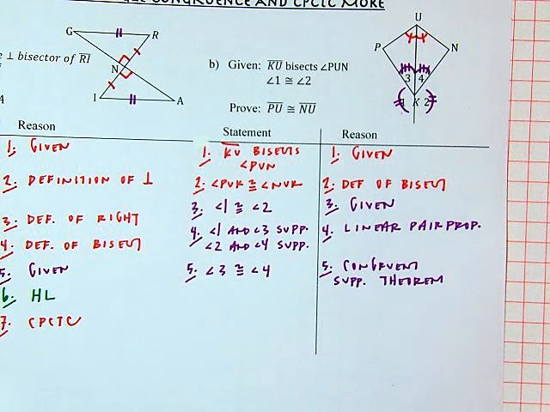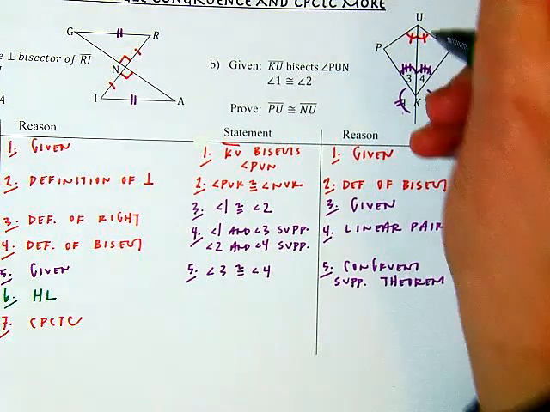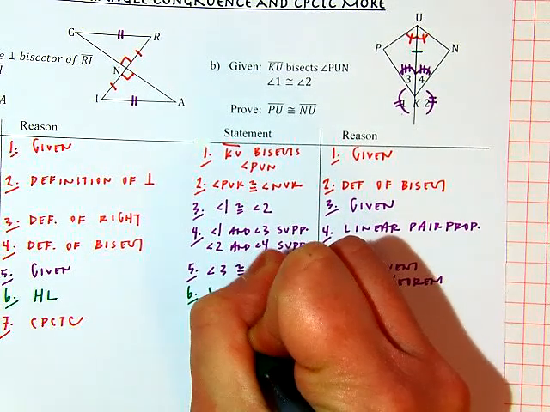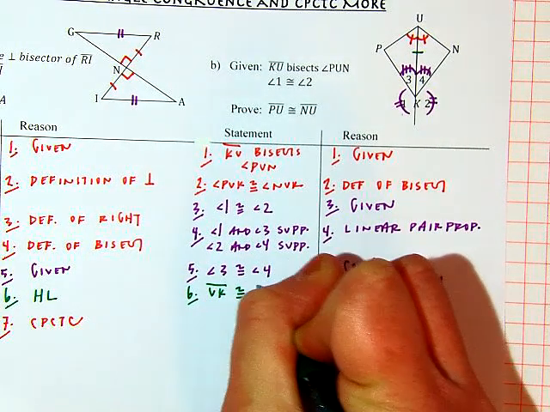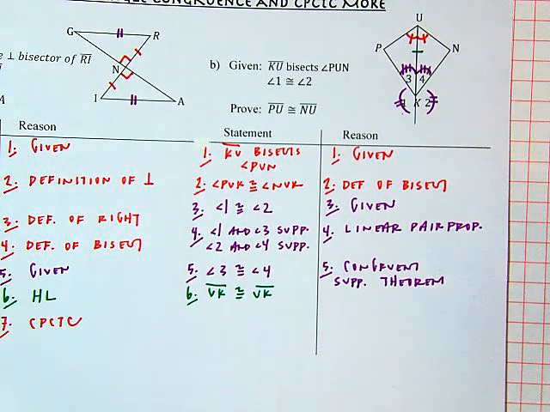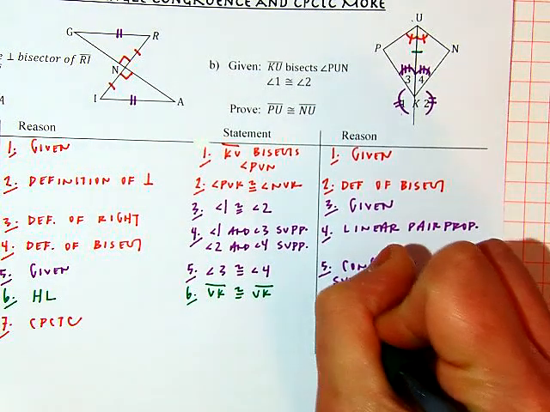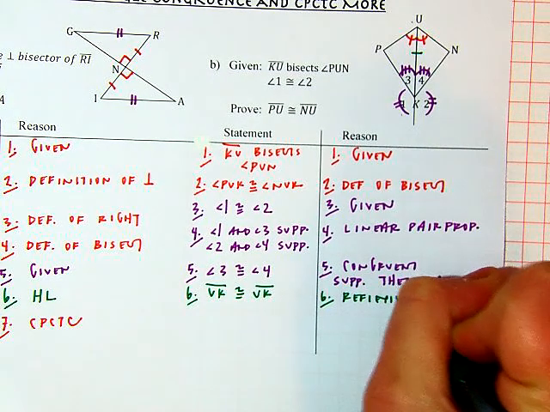Okay, so now I have two pairs of angles inside of my triangles that are linked up, and I need a pair of sides. I see that shared side, that common side right here, single tick mark. So I can say that UK is congruent to itself. The order stays the same here. The directionality stays the same. It is the reflexive property of congruence.